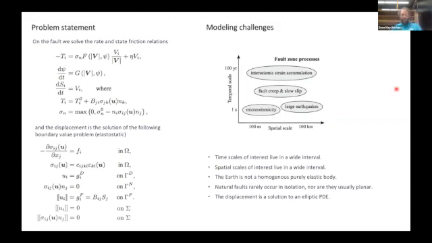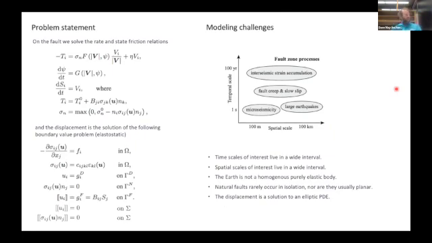In terms of modeling challenges for seismic cycling, it is complicated and hard from a simulation perspective, because the time scales of interest are wide. They live in a wide interval. The spatial scales that we want to resolve also live in a wide interval. The Earth is not purely homogeneous.